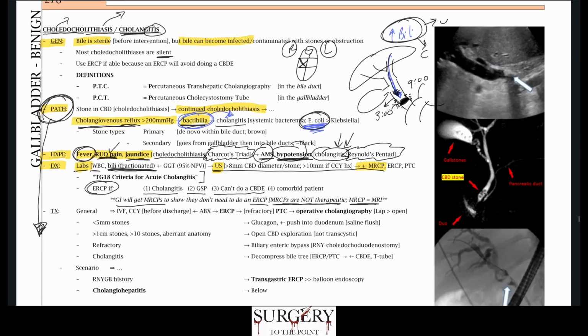All right, so getting back to the diagnostic workup. What we're seeing on the right side of this page is an ultrasound and then an MRI.